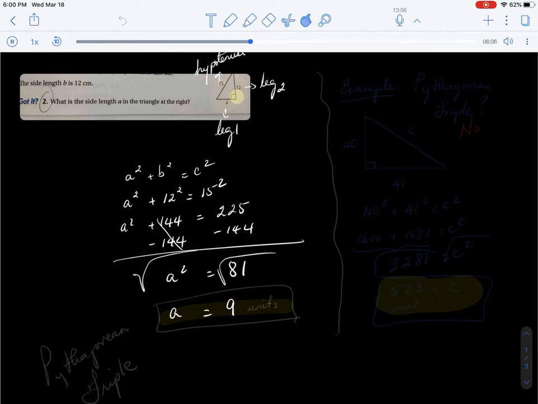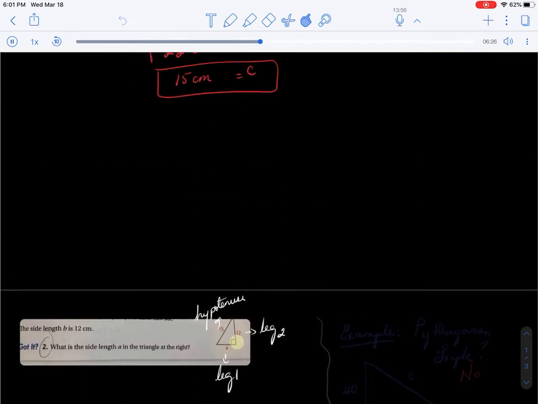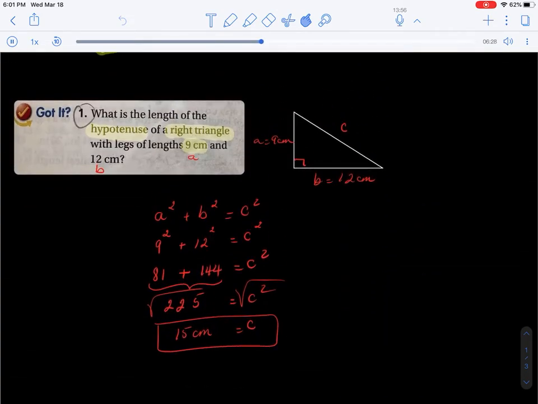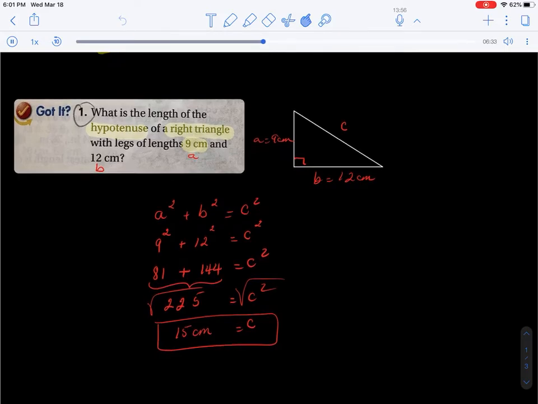Since they don't give me a unit in this case, I always tell my students to write the word units. You don't have to, but it's good if you do, okay? So in this case, you work backward. You have the hypotenuse and one leg, and you're looking for the other leg. While for this one right here, number 1, you don't have the hypotenuse. You have the two legs, so you just technically add them together.